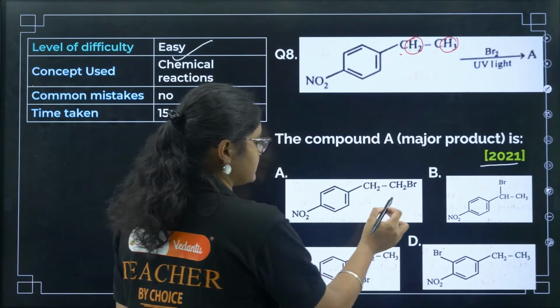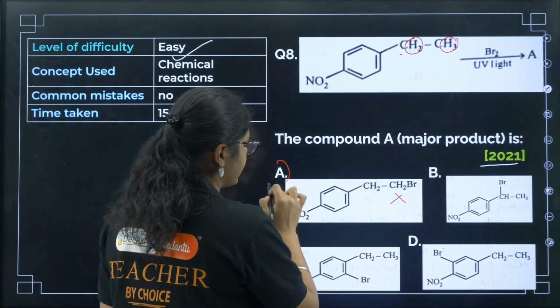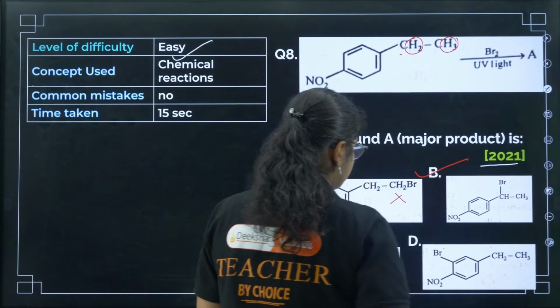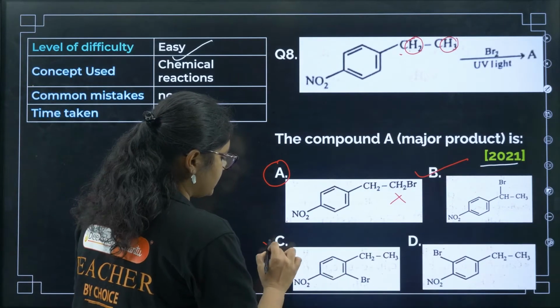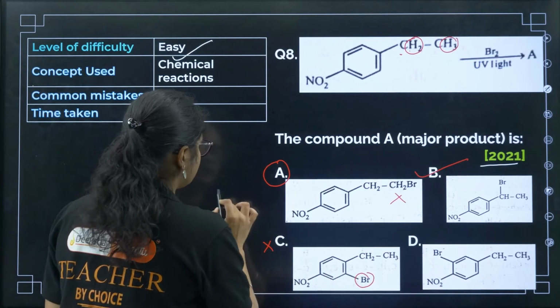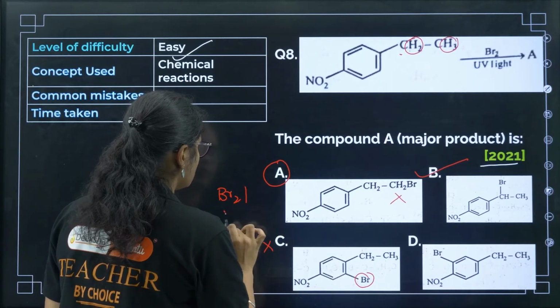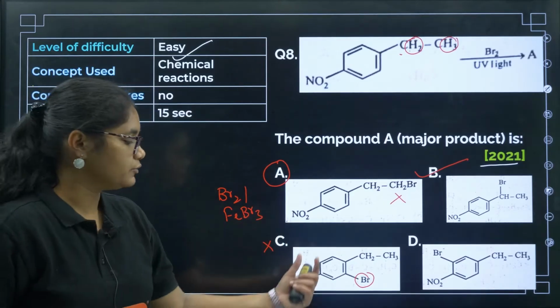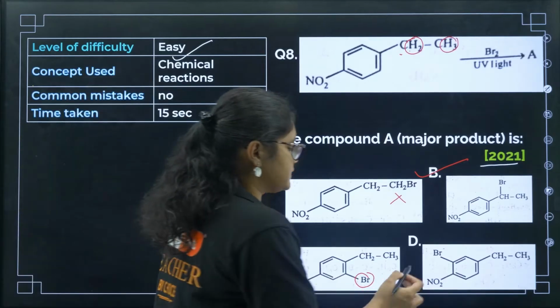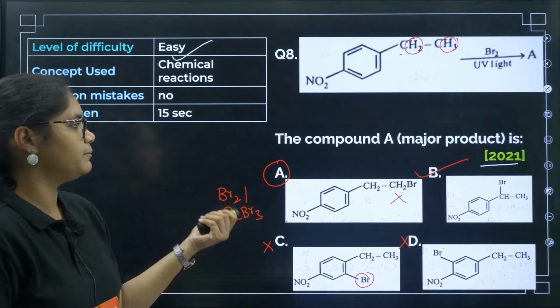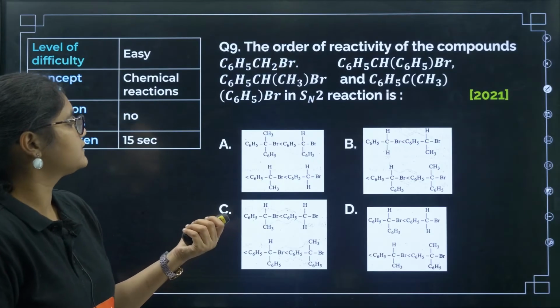So you can see here this is wrong. You students might select option number A here, that is wrong. Option number B is correct. This one is completely wrong because to attach bromine to the benzene ring, we need the reagent Br2 with FeBr3. UV light will not add bromine to the benzene ring, and the same thing here. So the correct answer is option number B. Fine.